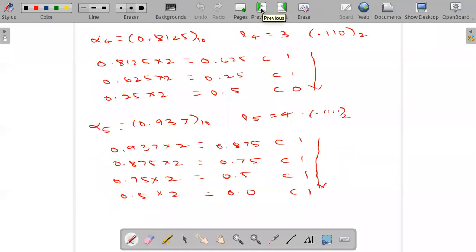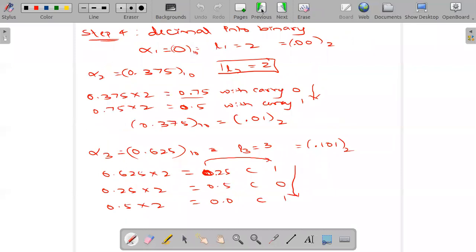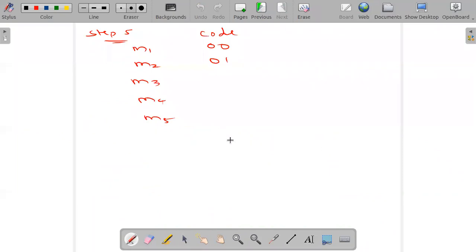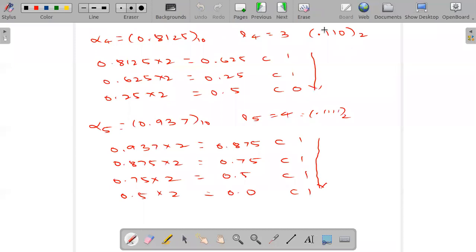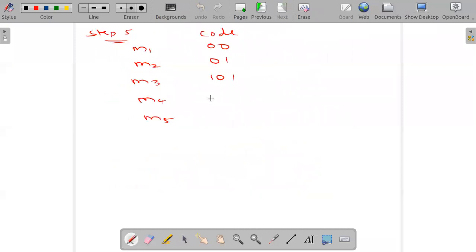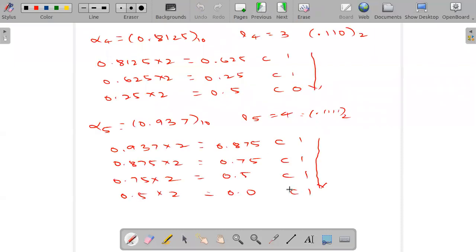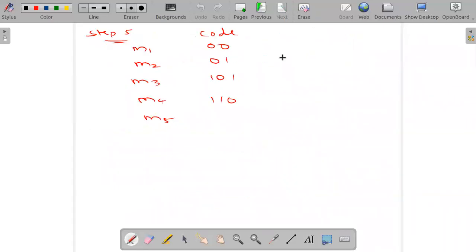Again go for this. What is the value? L3. Remove this decimal point. 101 will be your code now. Removing this and keeping only this much of the part is called the code here. 101. L4, alpha 4 already converted. 110. Removing this decimal point. 110. And alpha 5. 4 ones, right? 4 ones.